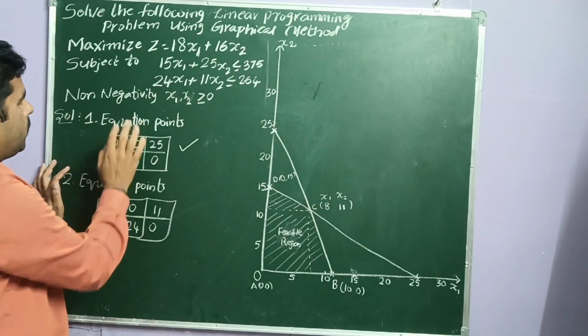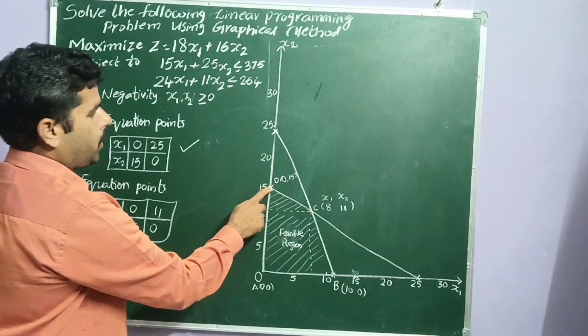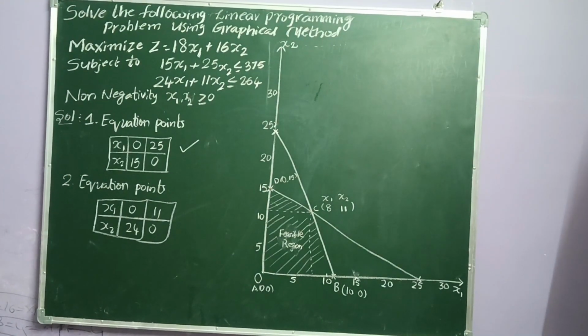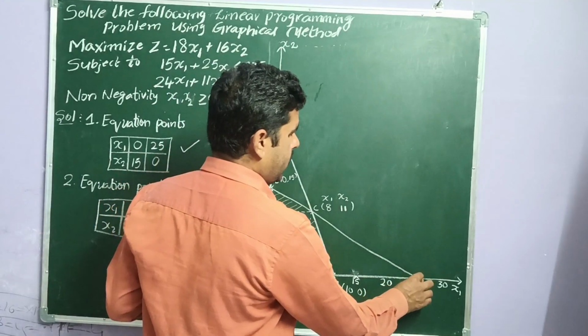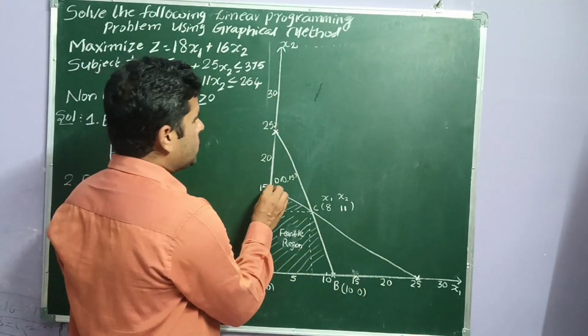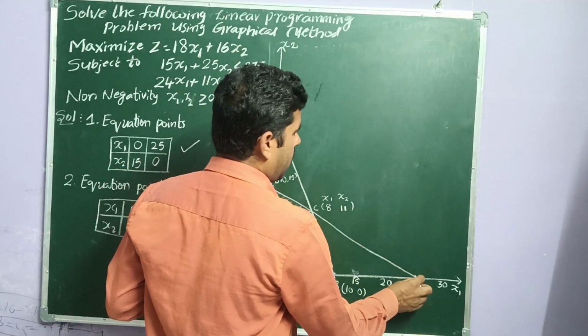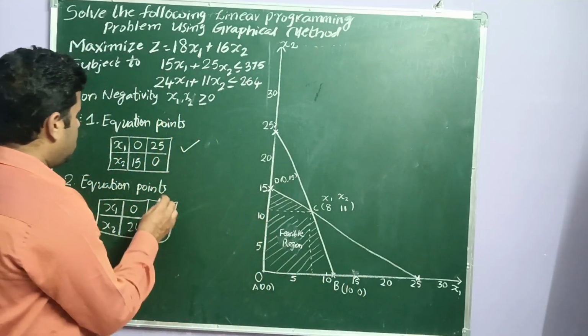Here the first equation: x1 is 0, x2 is 15, so I have written 15 here. Then x1 is 25 and x2 is 0. Simply join these 15 and 25 and draw a line. After drawing the line, go for equation number 2.